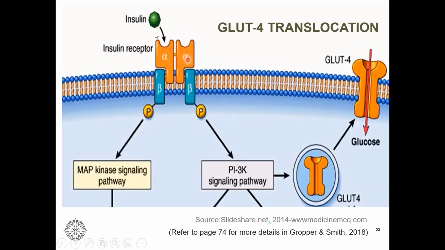in type 2, insulin is being made. There is a GLUT transporter, there is an insulin and insulin receptor, but then what's going on? Why is glucose not going inside the cell? Our latest understanding is that there are disintegration or some lost signaling here.